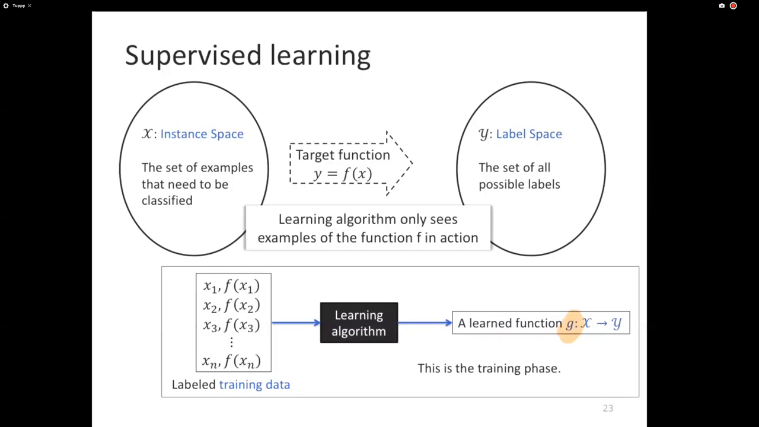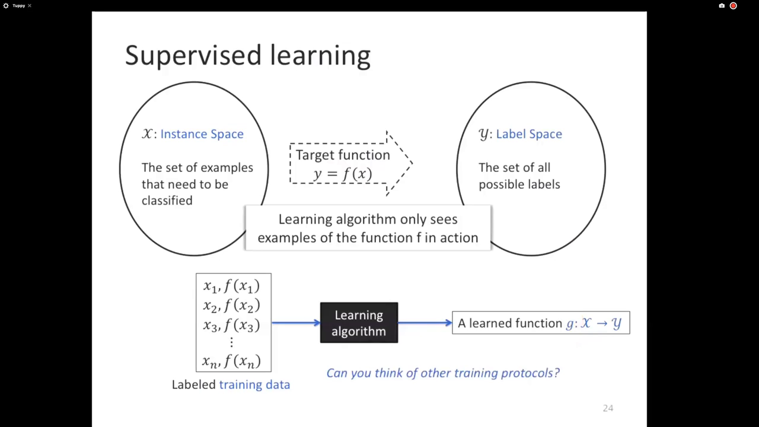What would the perfect learned function be? Imagine that you had the perfect learning algorithm. What function would that return? Sorry? R squared should be 100. I don't know what R squared, which function will it return? Can you name the function? F. The function that is the perfect approximation of F is F itself. The ideal learning algorithm will return F, even though we may not know it. We don't have access to F, but in a perfect world, it will return F. So really, we have to work with an approximation.